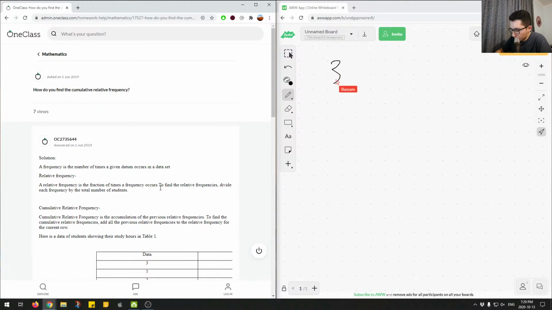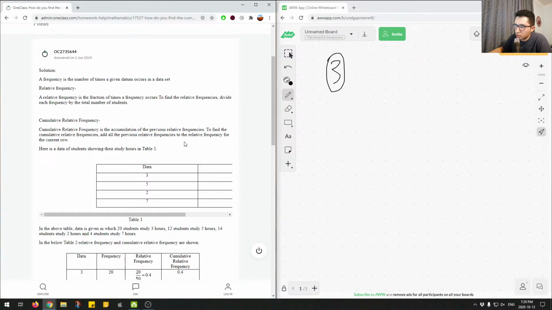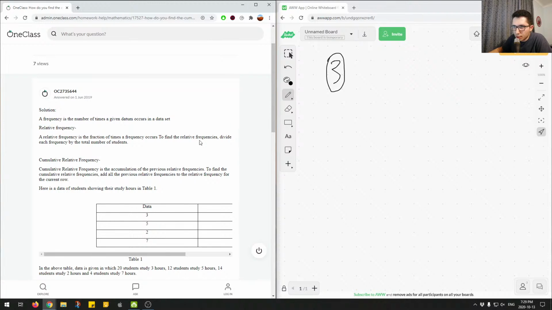Okay, so this is question number 3. Okay, so the question is asking, how do you find the cumulative relative frequency? So let's go through what the junior tutor had for the solution, and then we'll go through how to get the correct answer.